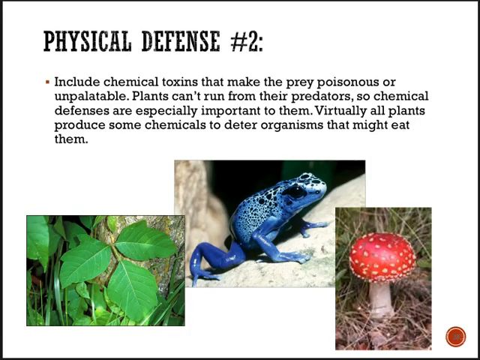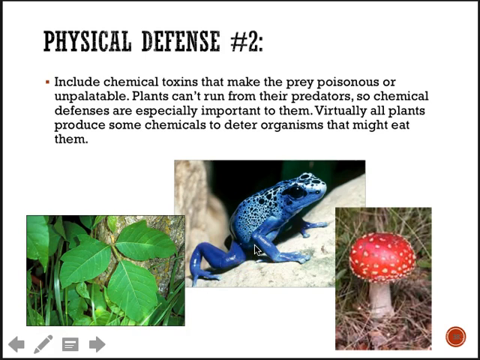The defense number 2 are chemical defenses. With chemical defenses, this is any toxin or a poison that makes the organism unpalatable. And so I've got a picture of this is poison ivy. These are 3, let it be. And this is a poison arrow frog.